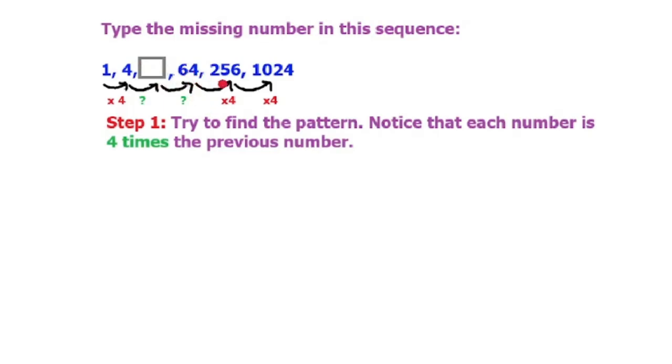So let's focus on the numbers that we know. To get from 64 to 256, you multiply by 4. Then to get from 256 to 1024, that's also multiplied by 4. You could just check that in a calculator, okay? It's okay to use a calculator.